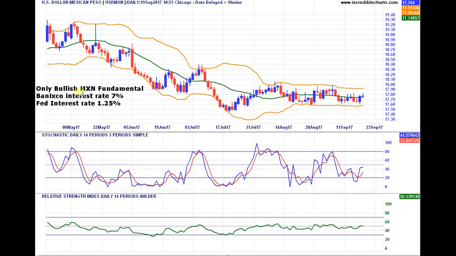And I'll put here, the only bullish MXN fundamental is this. The Banxico central bank interest rate, 7%. Fed interest rate, just 1.25%. So you can pick up 5.75% on the carry trade. Now, if you're leveraged up 10-to-1, that's well above 50%, isn't it?